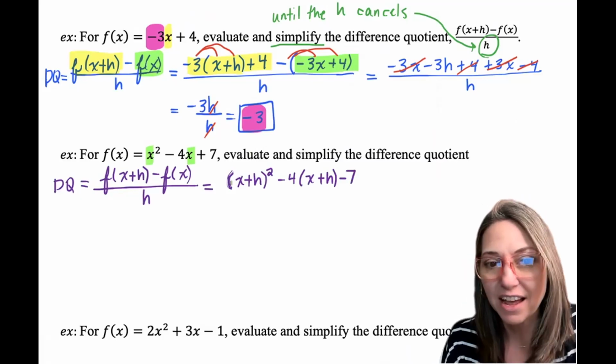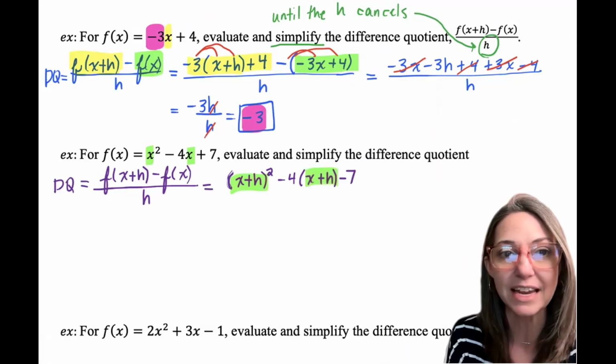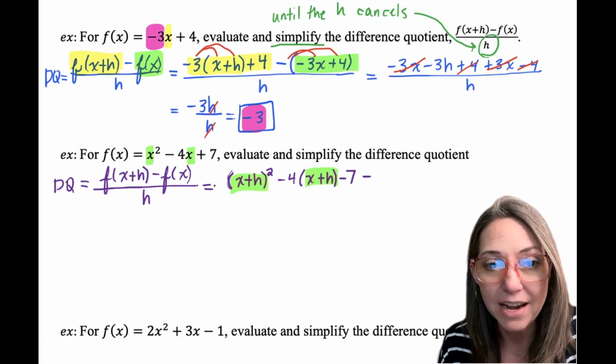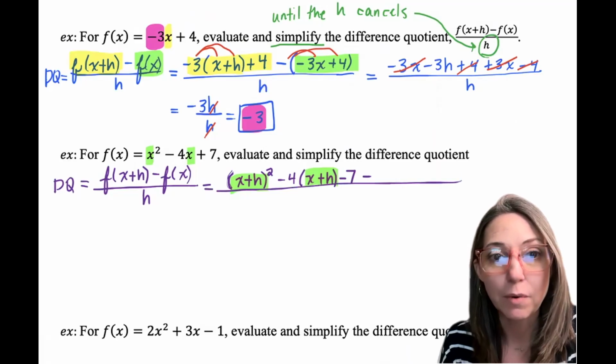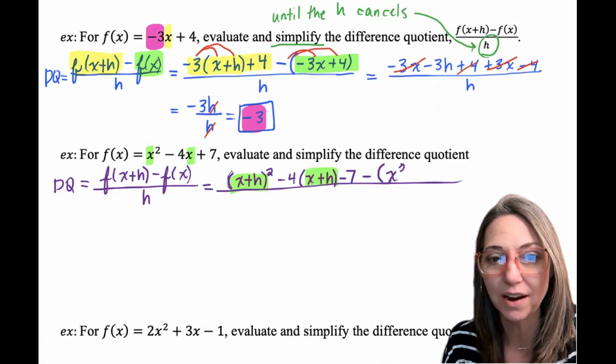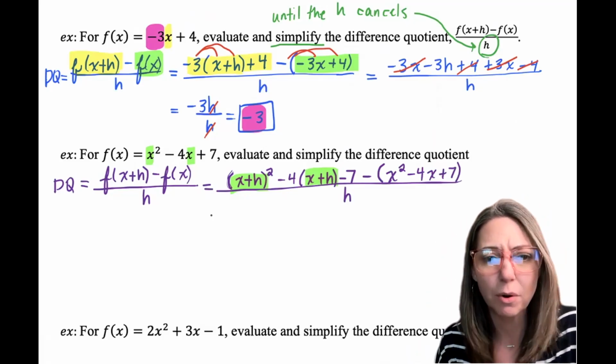It's different than f of x followed by a plus h tacked on to the end, right? We are plugging in x plus h into the function f. Okay, minus. Now we're minusing the entire function. Remember, we put parentheses because we are subtracting the entire given function, which is x squared minus 4x plus 7 all over h. Now, this will take a little bit of algebra, but it always works out the same, right?